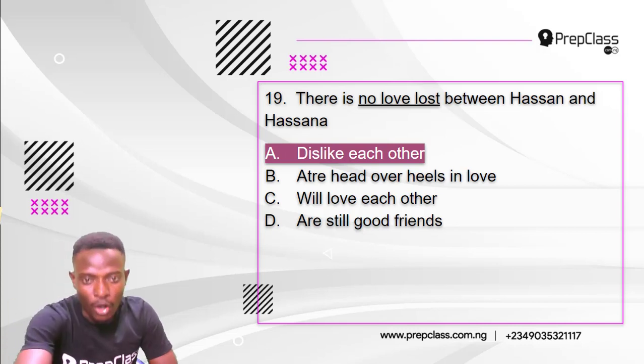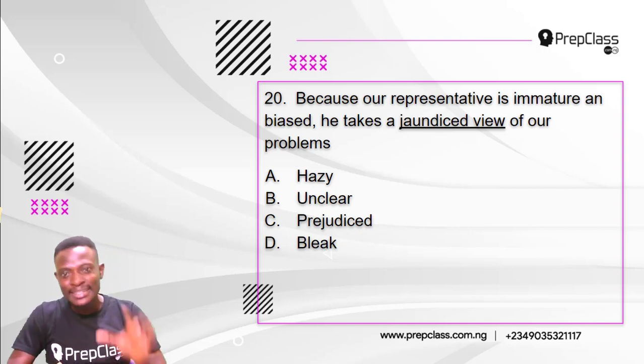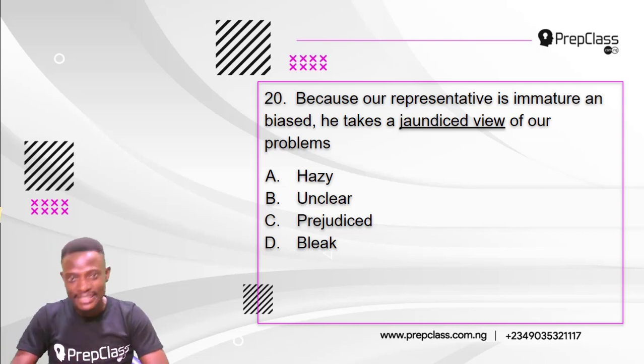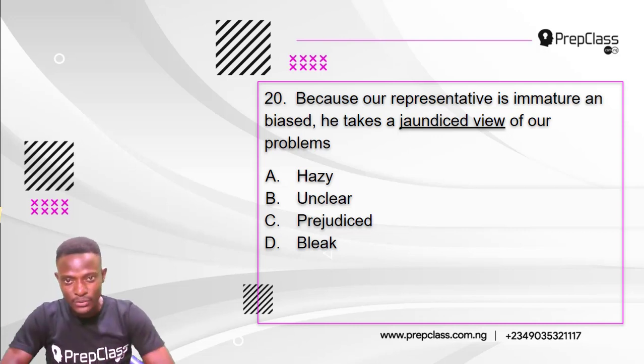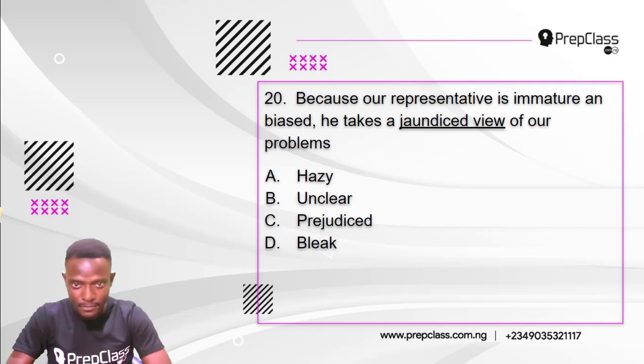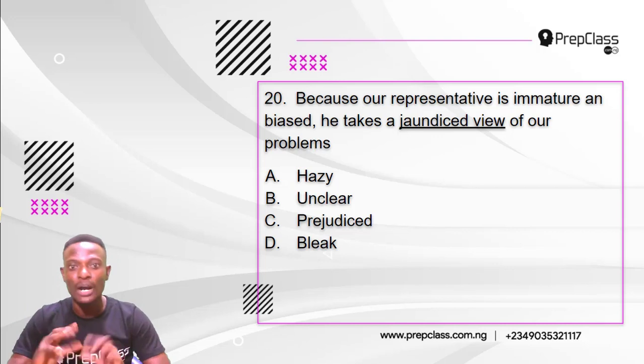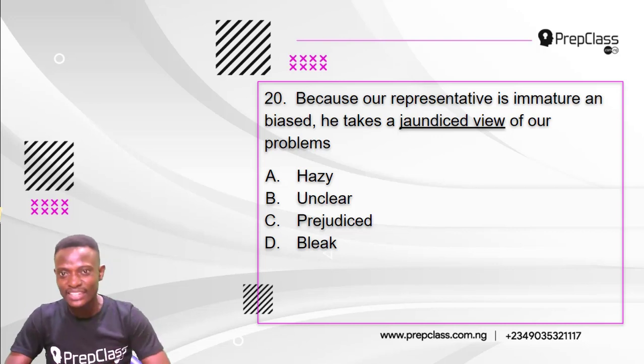Alright. Moving on, question 20. Remember, we are to select the option that has the nearest meaning to the underlined word or words in the sentence. Question 20 reads, because our representative is immature and biased, it takes a jaundiced view of our problems. The underlined phrase here is jaundiced view. So which option has the nearest meaning to jaundiced view?